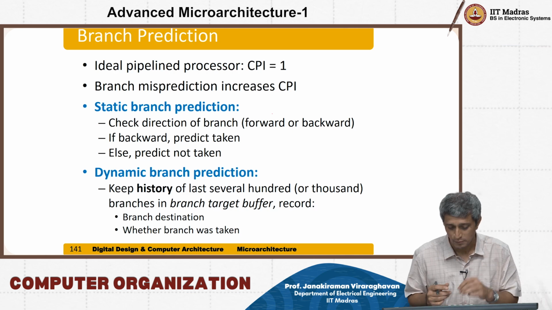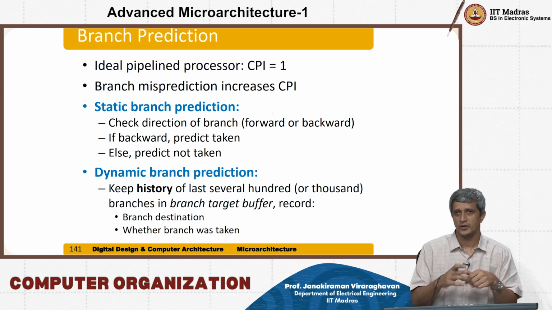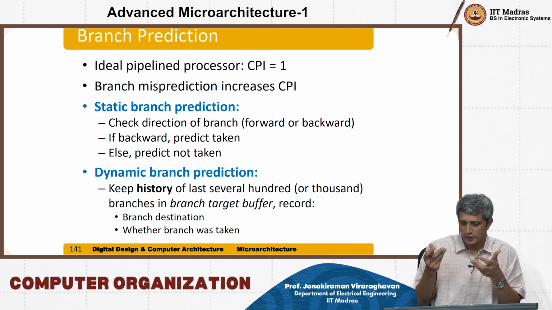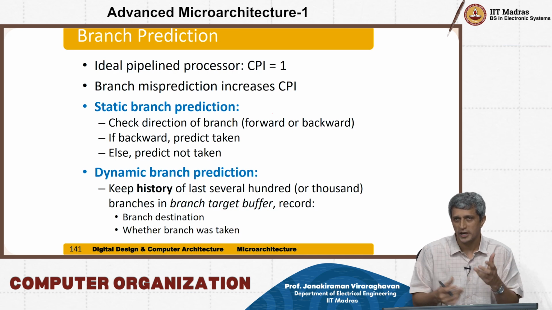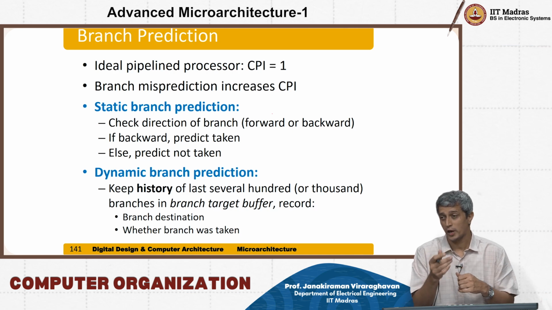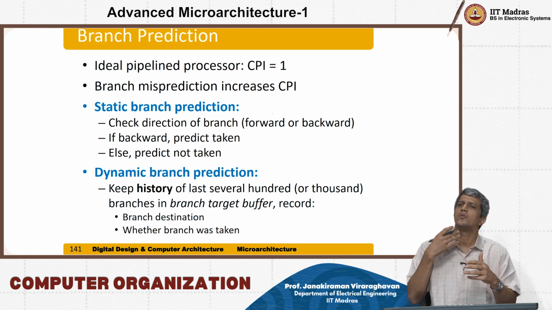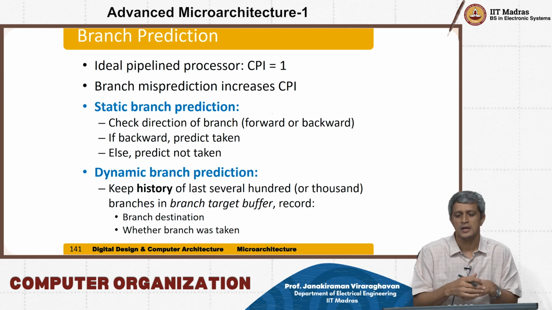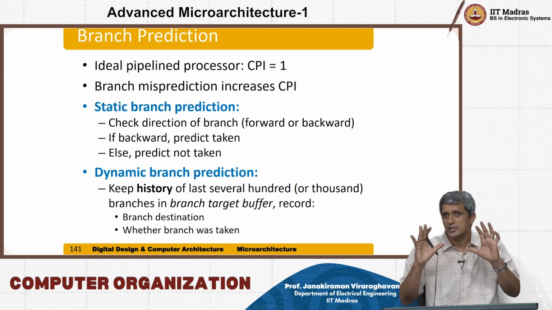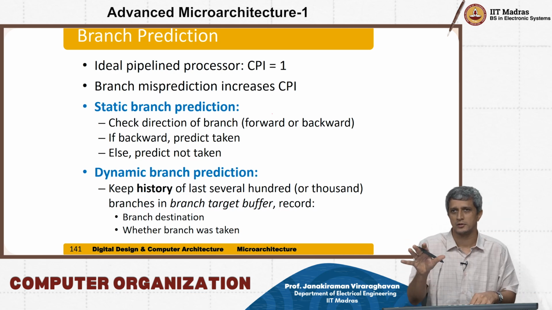You can do either static branch prediction, that is, you check the direction of the branch, whether you're going forward or backward. And if it is backward, then you predict that it is taken. That's the key point. If you are going backward, then you assume that it's likely to be taken, else the prediction is not taken. This is just, okay, you look at the C code and, oh, there's a for loop, I will do this, right?